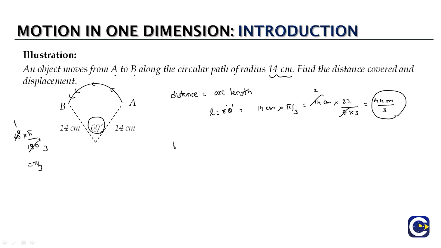Now let us talk about the displacement. Displacement is the shortest distance from the initial point to the final point, which means we have to draw a straight line from A to B. Of course, the direction of the displacement will be from the initial point A to the final point B. So let us focus on getting the magnitude of it.